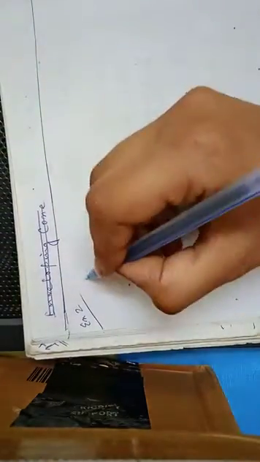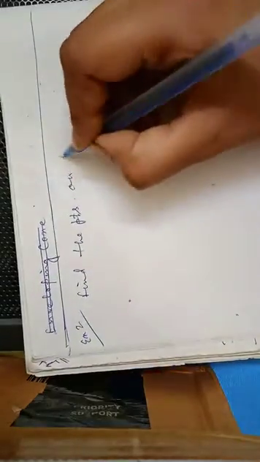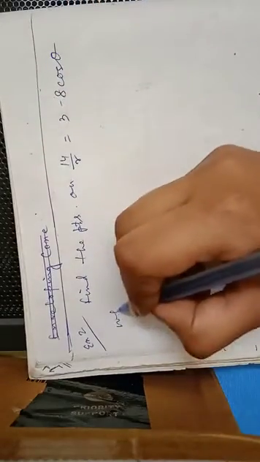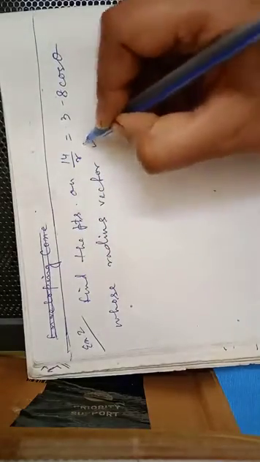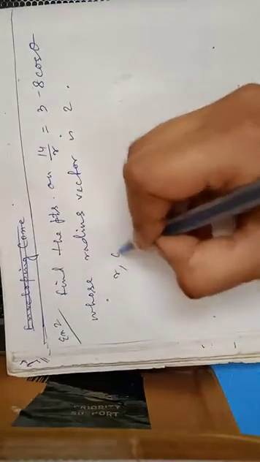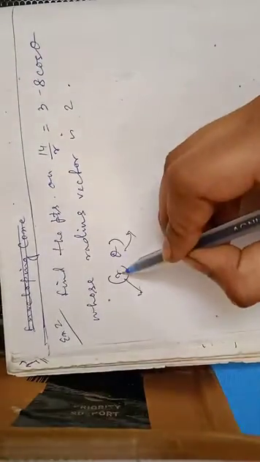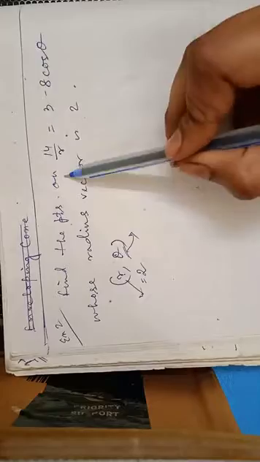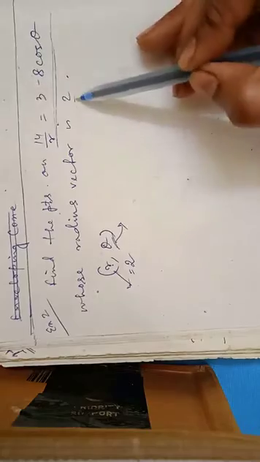Example 2, find the points on the conic 14 by r equals 3 minus 8 cos theta, whose radius vector is 2. That means in the polar coordinate system we denote one point by r comma theta, right? r is the radius vector and theta is the angle. So here r is given, r equals 2, so we have to find out theta. That is, find the points on this conic whose radius vector is 2.